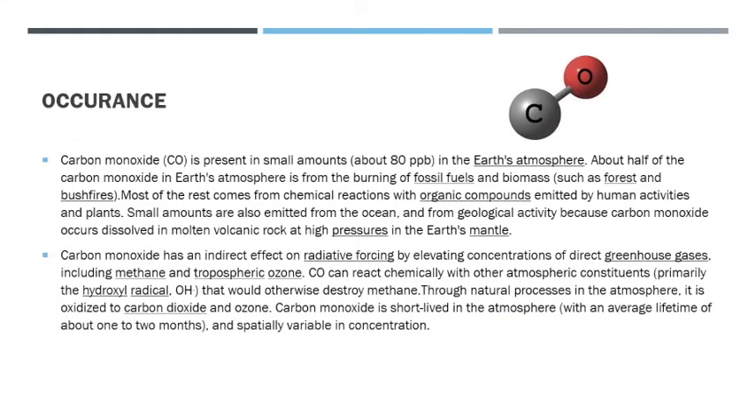Now, where and how does carbon monoxide occur? Carbon monoxide is present in small amounts in Earth's atmosphere. About half of the carbon monoxide in Earth's atmosphere is formed by burning fossil fuels and biomass. Most of the rest comes from chemical reactions with organic compounds emitted by human activities and plants. Small amounts are also emitted from the ocean and geological activity, because carbon monoxide occurs dissolved in molten volcanic rock at high pressures in the Earth's mantle.